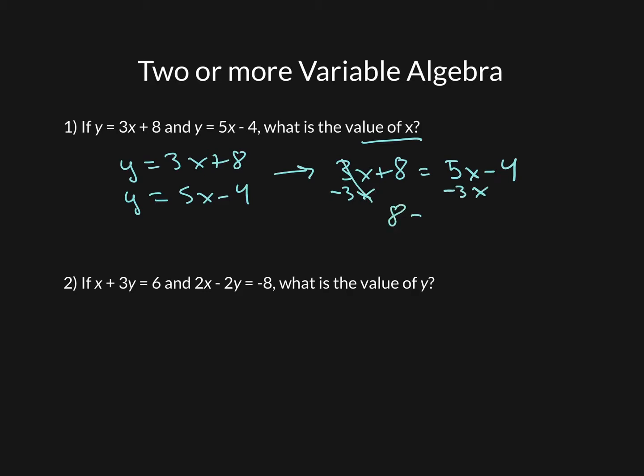Now we have these two expressions, and we'll just solve for x. We got 8 equals 2x minus 4, plus 4 on both sides. And we've got 2x equals 12. Divided by 2, x equals 6.